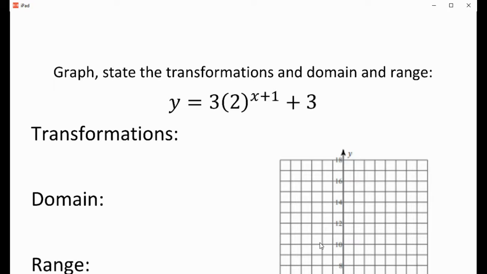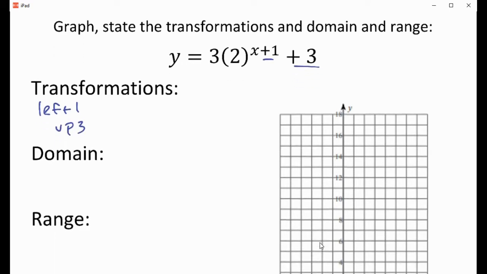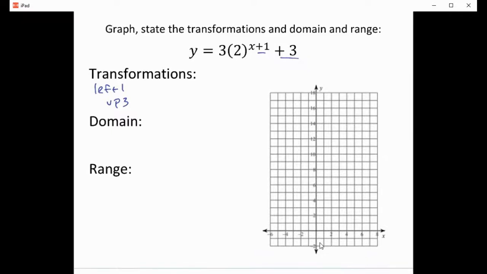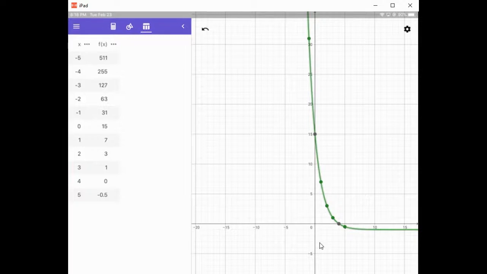So just as a quick review, with graphing, transformations are just like they were with quadratics, where the number with x is kind of backwards from what makes sense. So +1 is going to move it left 1, and a +3 is going to move it up 3 because that one's not backwards. Don't forget that this number is where my asymptote is going to be. So my domain is all real numbers, and my range is y is greater than 3. To get the actual points, I'm going to go to GeoGebra.